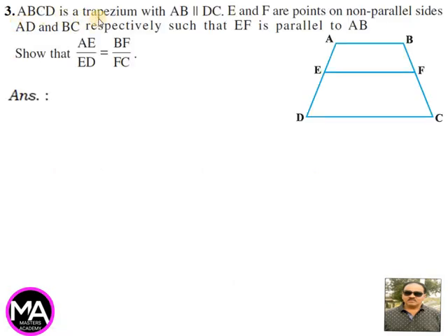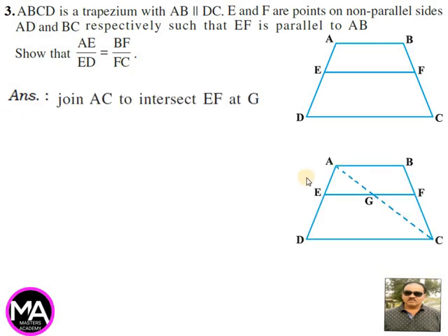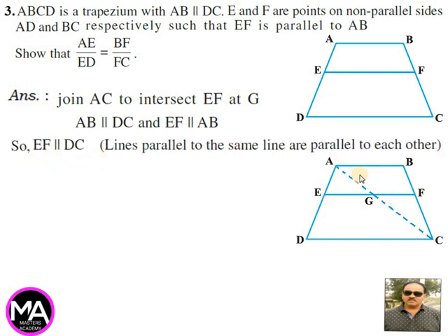Third question, ABCD is a trapezium with AB parallel to DC. E and F are the points on non-parallel sides AD and BC respectively, such that EF is parallel to AB. Show that AE by ED is equal to BF by FC. Answer. Join AC to intersect EF at G. AB is parallel to DC and EF is parallel to AB. So EF is parallel to DC. Reason, lines parallel to the same line are parallel to each other.